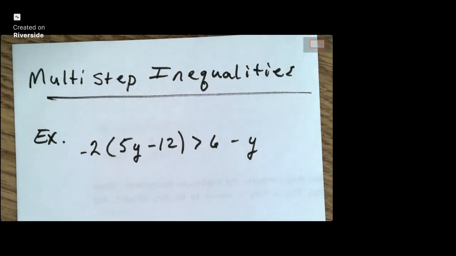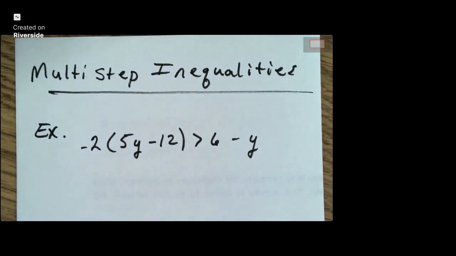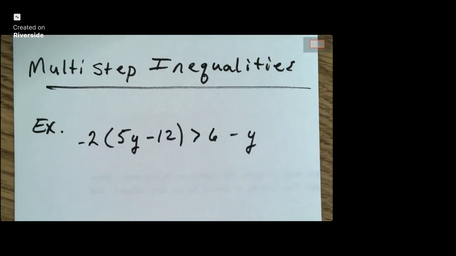All right, guys, let's take a look at some multi-step inequalities. And on one of these, we're going to end up having to use our little trick, I call it, where we have to flip the symbol when we multiply or divide each side of an inequality by a negative number. So we'll get an example of that.